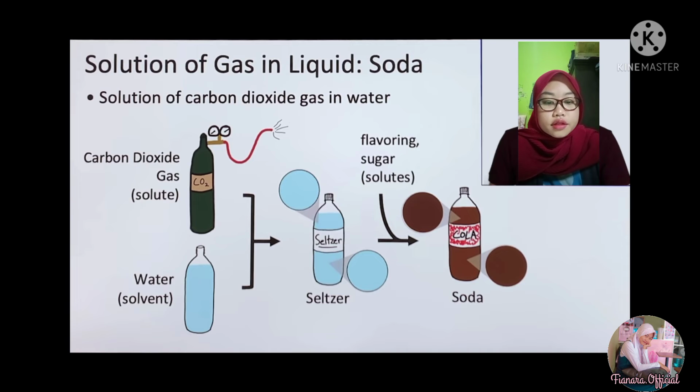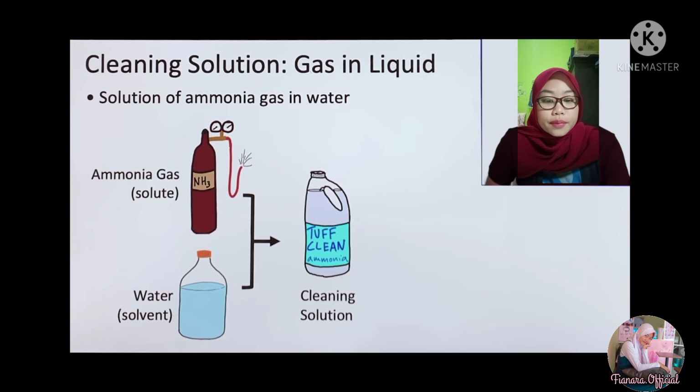Now, you can also make a solution by dissolving a gas into a liquid. If you dissolve carbon dioxide gas in water, you make seltzer. Here the gas is the solute and the liquid is the solvent. Another example of a gas dissolved in liquid is ammonia cleaning solution. This is a solution with ammonia gas as the solute, dissolved in water.